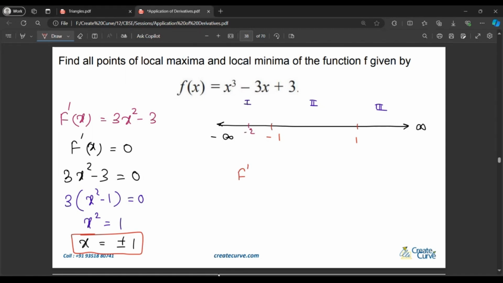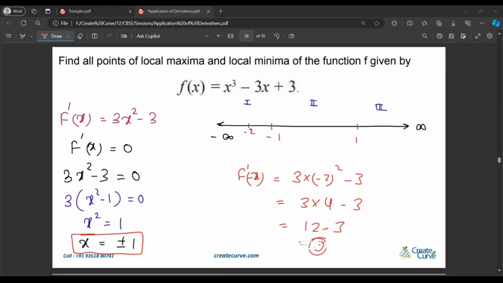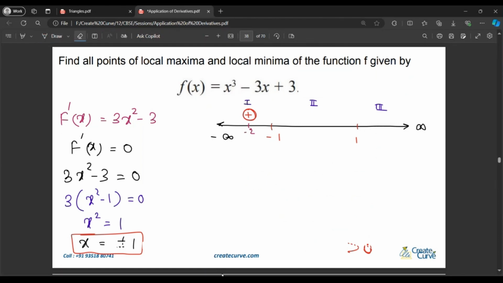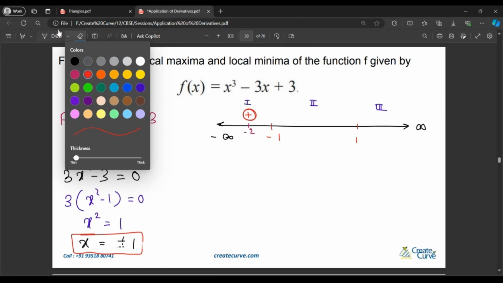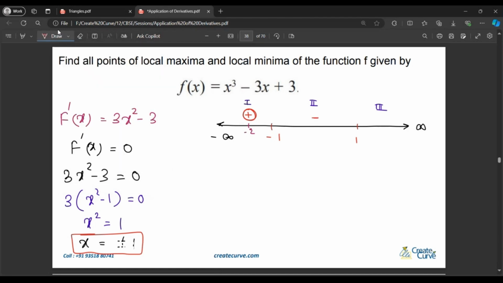f'(minus 2), not x. So 3 times minus 2 whole squared minus 3. Minus 2 squared is 4, 3 fours are 12, minus 3, so it is 9. Positive, correct? This is greater than 0, which means region number 1 is coming as positive. Now 0, substitute in f'(x), a negative number is coming, which means this part is negative.